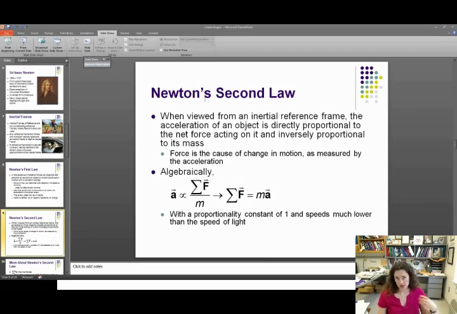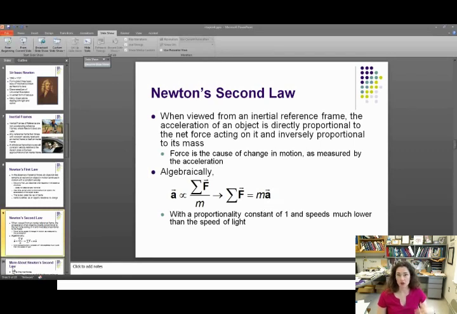Newton's second law says that when viewed from an inertial reference frame, the acceleration of an object is directly proportional to the net force acting on it and inversely proportional to its mass. Force is the cause of the change in motion as measured by the acceleration. What this means mathematically is that if you sum up all the forces acting on an object, the sum of those forces will equal the mass of the object times the acceleration of the object. So the sum of the forces is equal to ma.